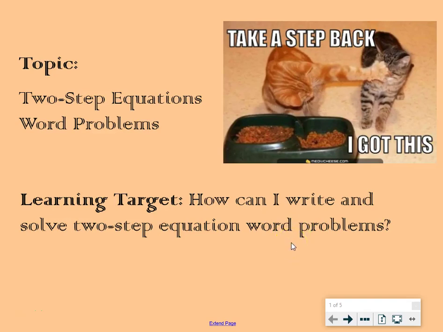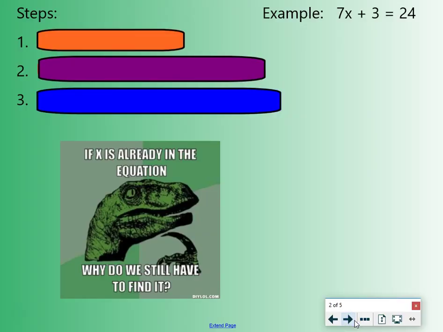Today our topic is two-step equation word problems. So our learning target is how can I write and solve two-step equation word problems. First, a review on two-step equations.